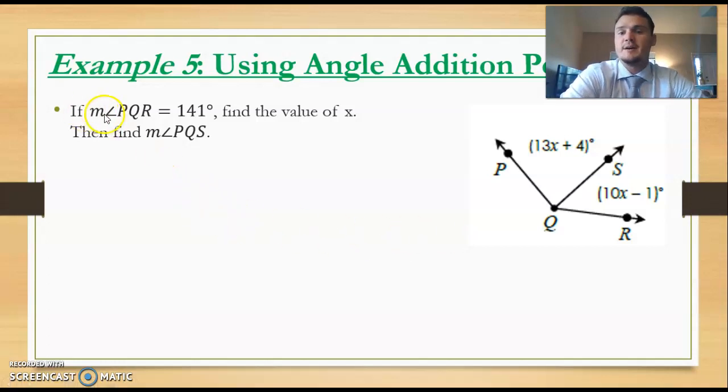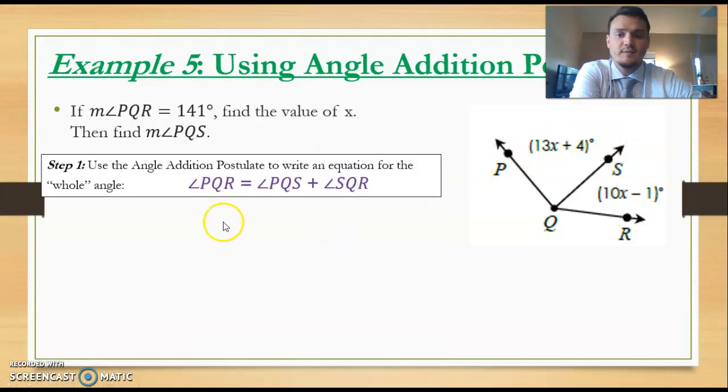So it says if the measure of angle PQR is 141. So PQR is the whole angle here. We want to figure out what the value of x should be, and then after that we want to figure out the measure of angle PQS. That's what the little m stands for here. The little m stands for the measure of. So here this would read the measure of angle PQR is 141. We want to find the measure of angle PQS.